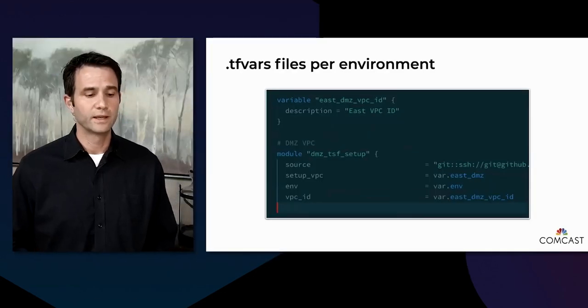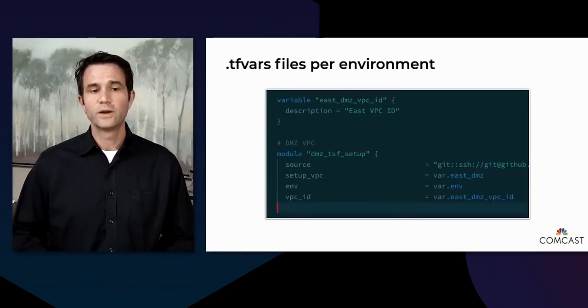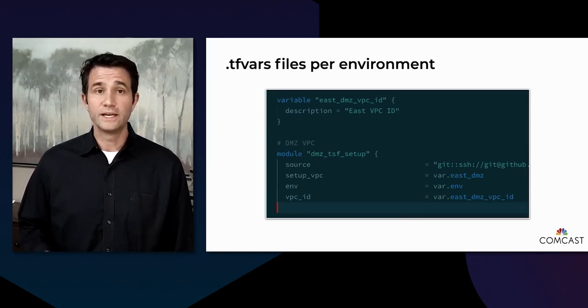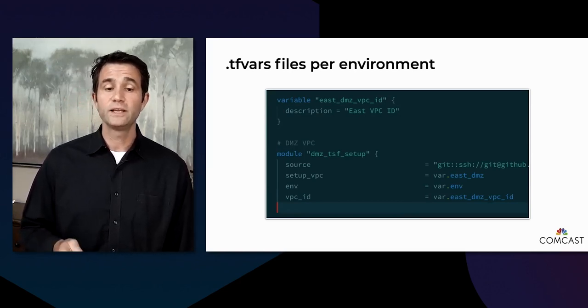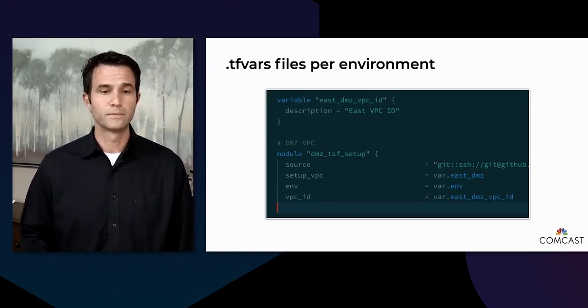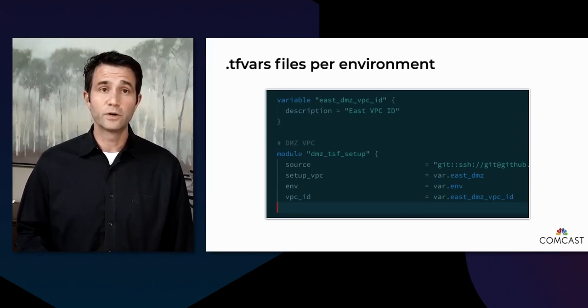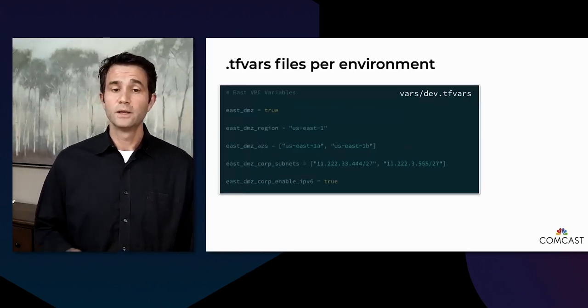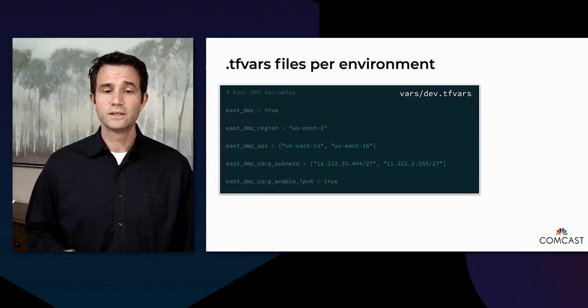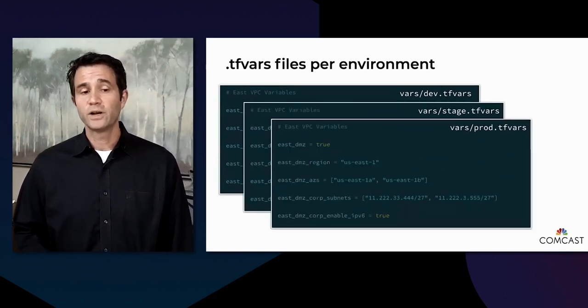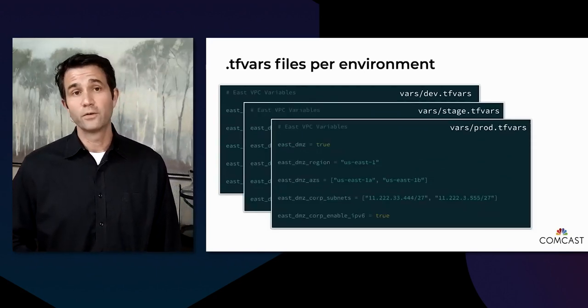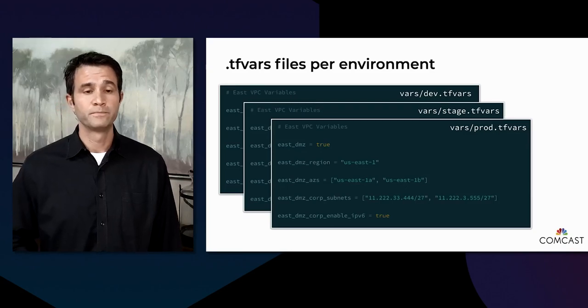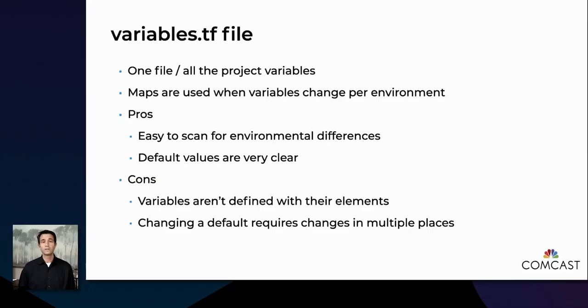So what does this look like? In this case, we have a simple variable defined for our VPC ID, and then immediately below that, we reference it. To set those variables per environment, we'll have three files. We'll have a dev.tfr file, staging, and production, each of which will have its own set of overrides for that variable. So on to the second approach.